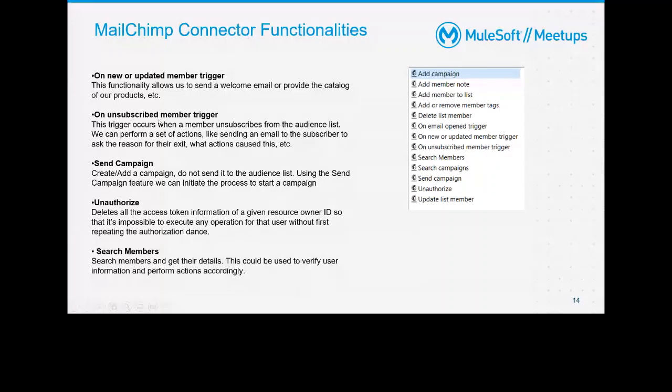And on unsubscribed member trigger, you have seen that whenever you unsubscribe from an email offering, it basically sends you an email asking the reason for your exit, what actions caused this. Whenever you unsubscribe from a thing, they ask what is the reason you are exiting, and sometimes they offer you benefits like a 30% discount, etc. This you can do using the on unsubscribed member trigger. So they don't want to unsubscribe and they cancel that activity.